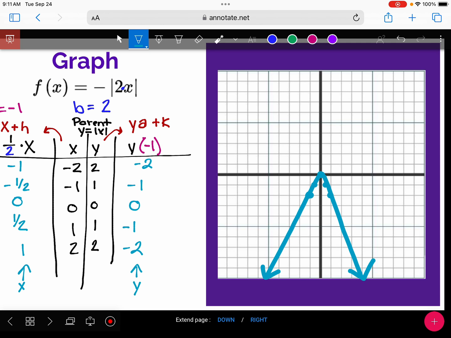Horizontal compression. It's been squished. Like if I took my parent function and came to this side and squished it in, it made it smaller and skinnier. So it's a horizontal compression.